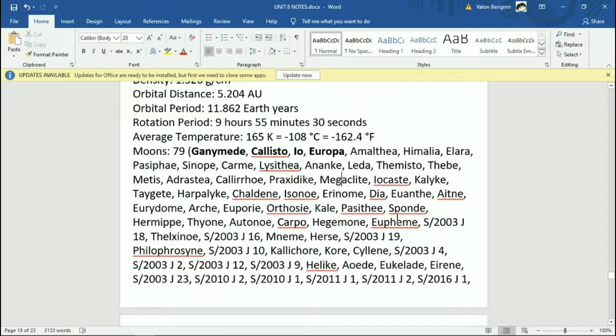I'm not sure how to pronounce all these, so I don't know if I want to go through them, but yeah: Ganymede, Callisto, Io, and Europa, and then Amalthea, Himalia, Elara, Pasiphae, Sinope, Carme, Lysithea, Ananke, Leda, Themisto, Thebe, Metis, Adrastea, Callirrhoe, I don't know, Praxidike. I think the A is always pronounced, not like the English silent E thing. So Megaclite, Iocaste, Kalyke. Oh, I'm not gonna do the whole thing. But yeah, there's a lot of them.